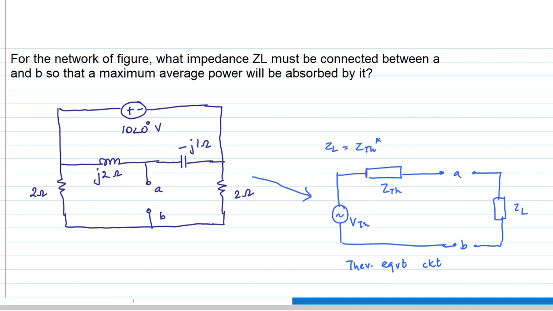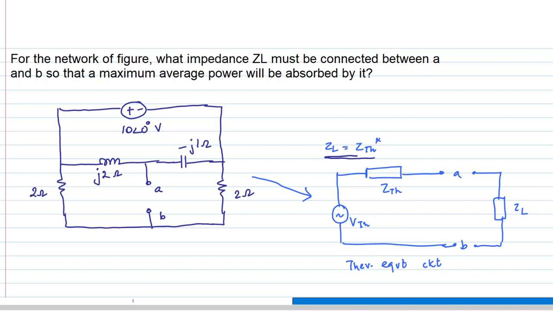Okay, so if we are given a question like this, we have to find the Thevenin equivalent circuit first of all, because in order to find the impedance which will give the maximum average power absorbed by it, we have to use the formula ZL equal to ZTH conjugate.